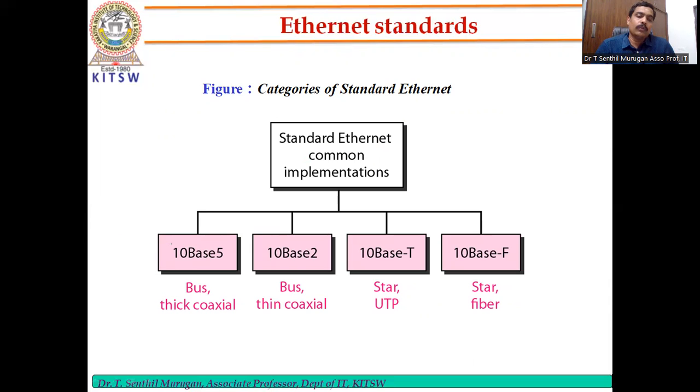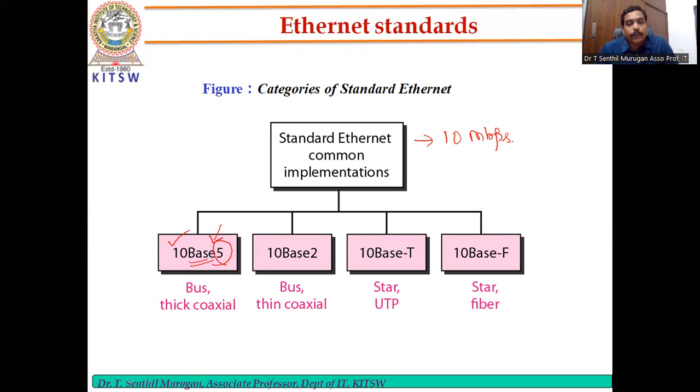So there are 4 types of cables. We can represent that as implementations of Ethernet. So 10 is 10 Mbps speed. We already know standard Ethernet represents 10 Mbps speed. Here, base means baseband signal. There are 2 types of signals, broadband signals and baseband signals, but in Ethernet we are using only baseband signal.